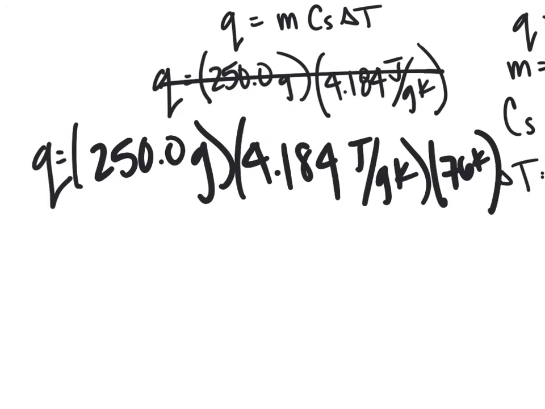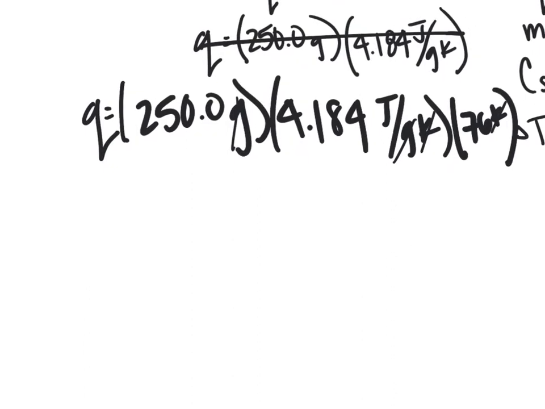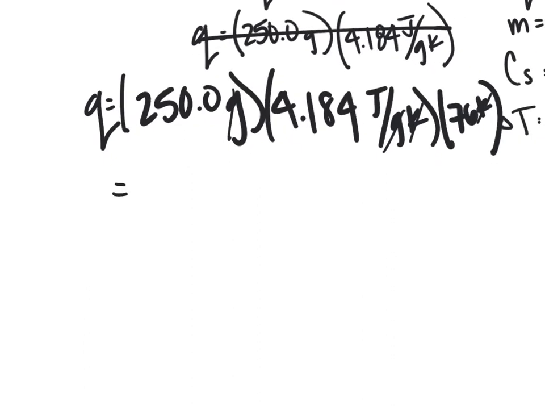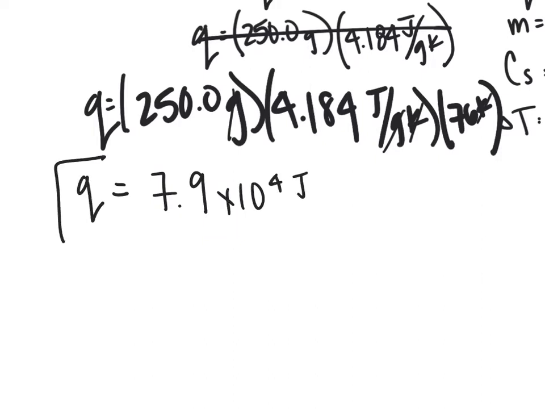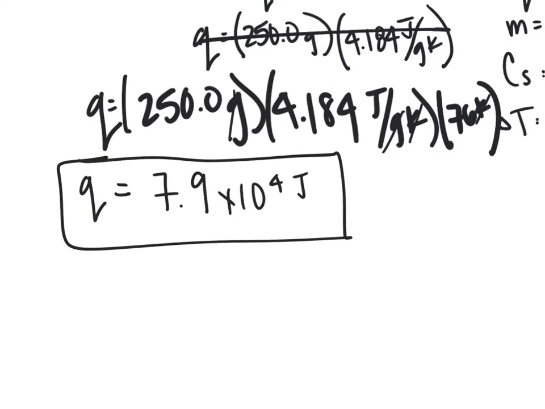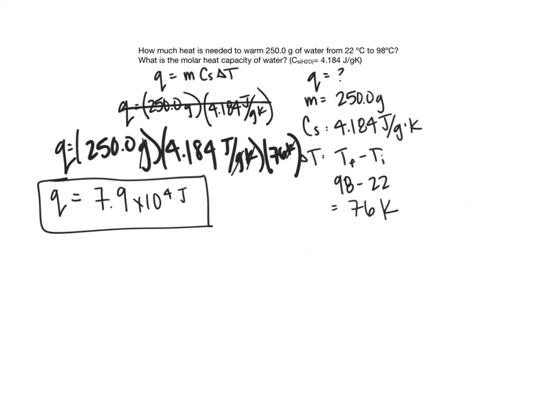Now, it's important to kind of think about this, and we can cancel out our units. Kelvin cancels, grams cancels, so joules is the only thing left. And so when we plug this into our calculator, we got 7.9 times 10 to the 4th joules equals Q. So we used our equation Q equals m C sub s delta T and just plugged in the values that we had.